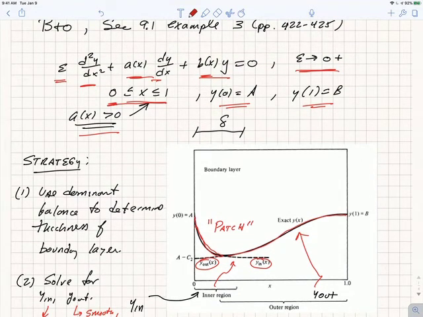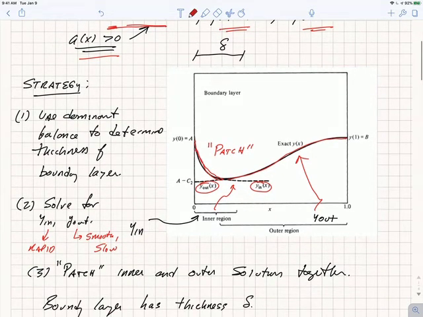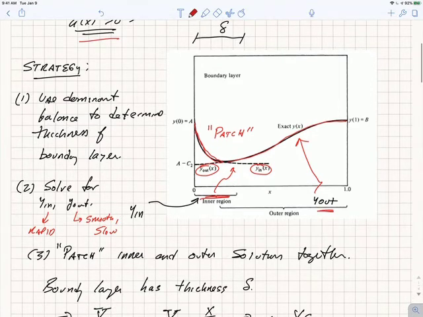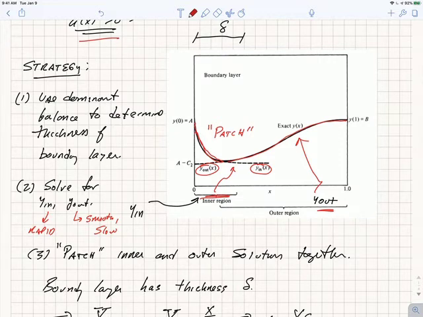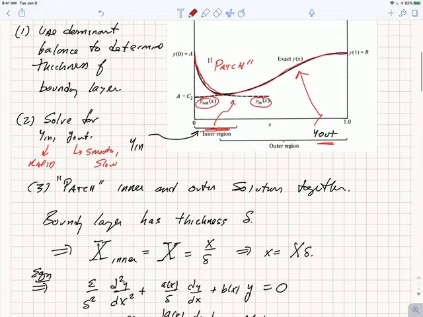In this region, the differential equation is smooth, and the second and the third terms balance each other, and the first term is irrelevant. We're going to solve for these two solutions, the inner and the outer solution, and we're going to patch these two together in a way that we will define, so that together we get an approximate solution that covers both the inner region, the boundary layer region, and the outer region where the function varies smoothly. So let me show you how this works in practice.